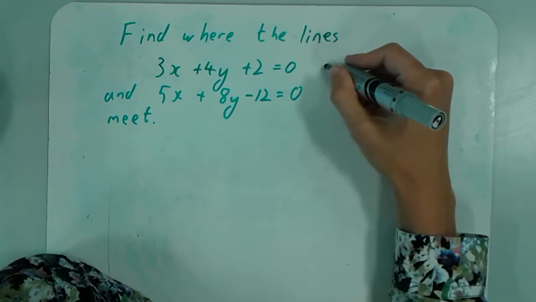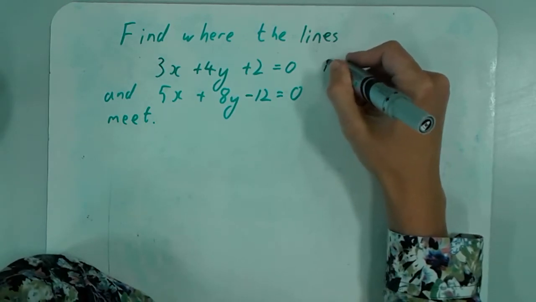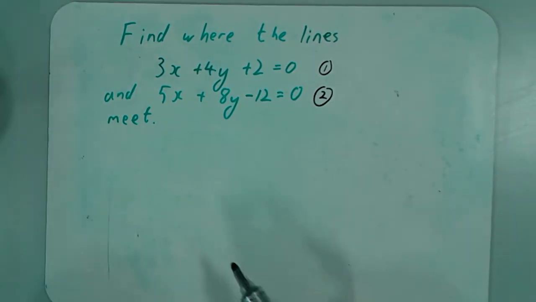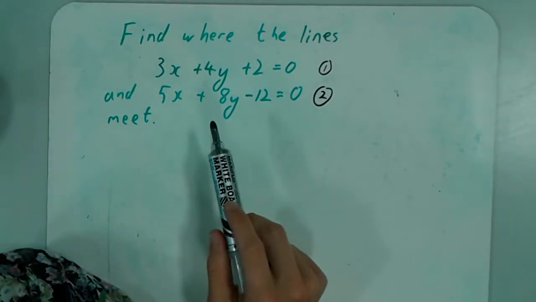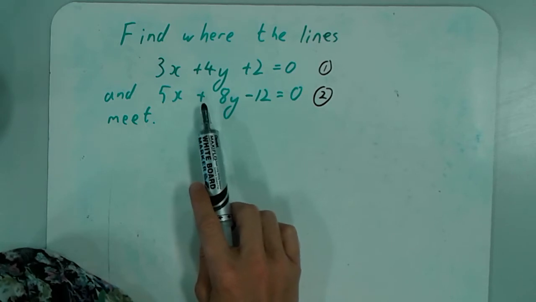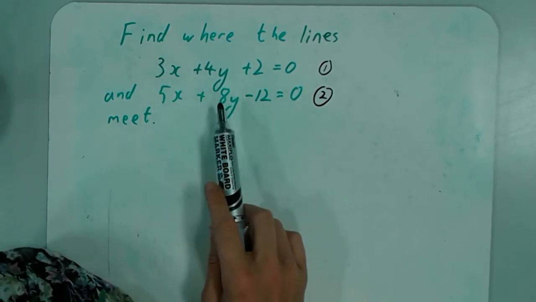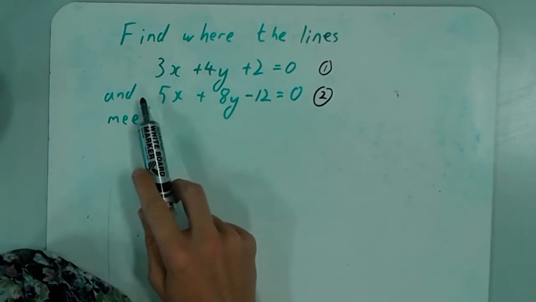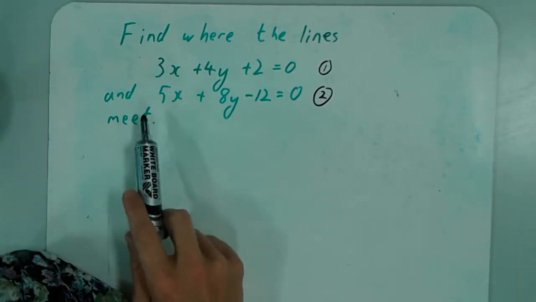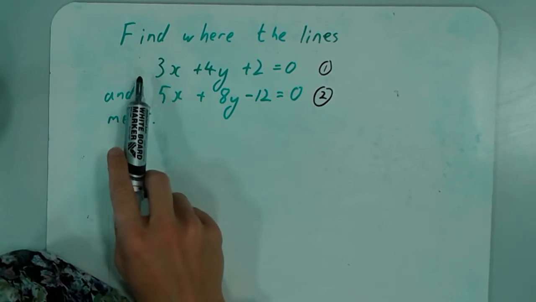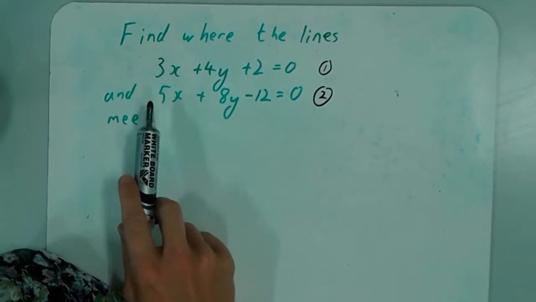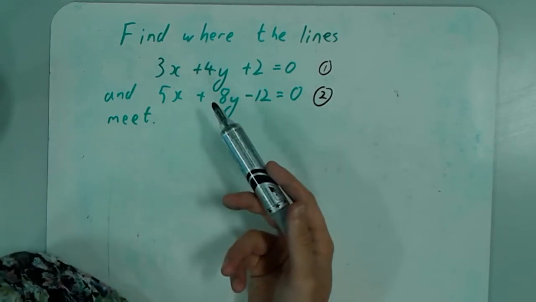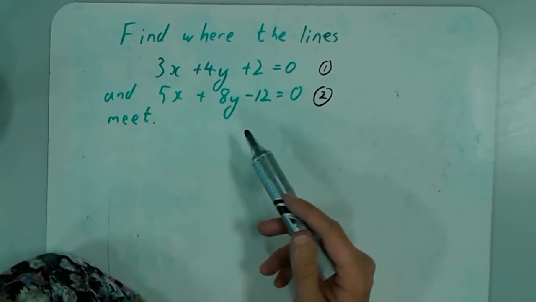Probably the best thing to do, just to communicate clearly what you're doing, is to label each of these equations as equation 1 and equation 2. Now what we need to do is try and make the coefficient of either the x or the y the same in both equations. Looking at 3 and 5, they can be made the same, but I'm going to have to multiply equation 1 by 5 and equation 2 by 3 to get a coefficient of 15. That's fine, it will work, but I'm starting to get quite large numbers.